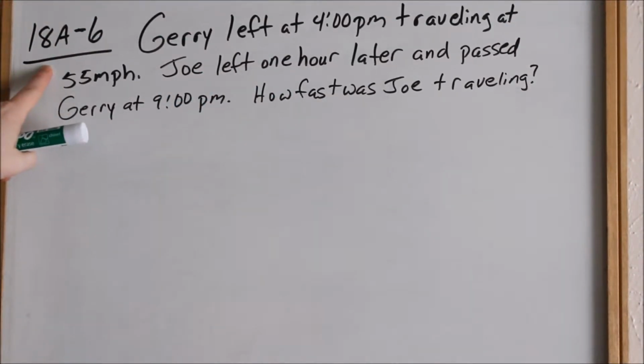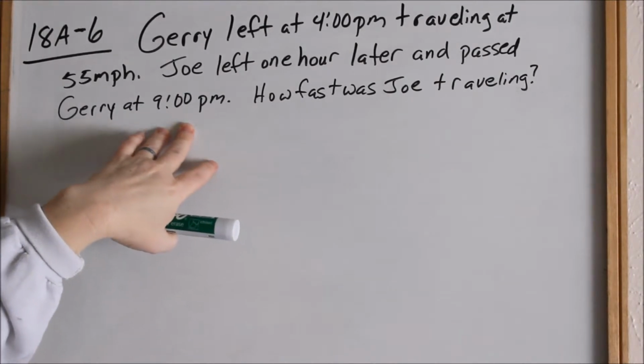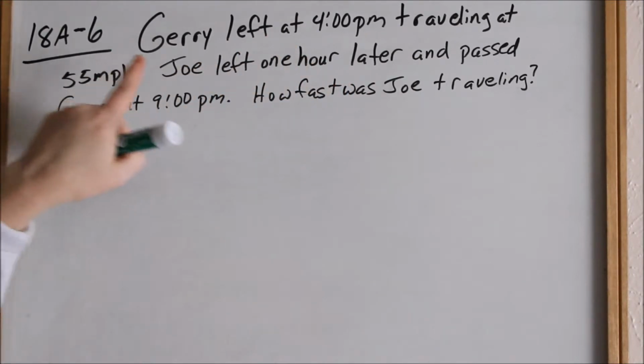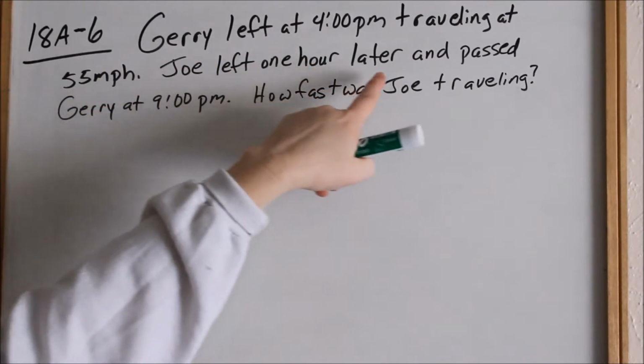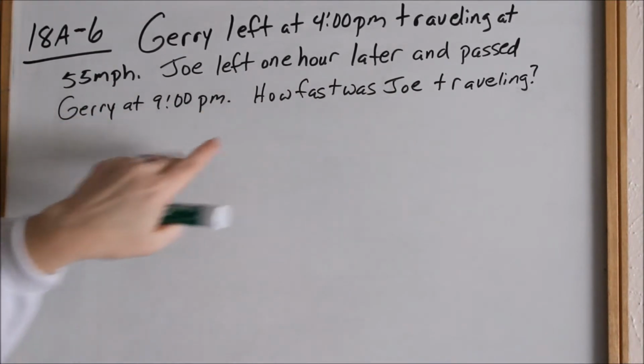Okay, we're looking at 18A6, and we're looking at a problem with Jerry and Joe. Jerry left at a certain time, traveling at a certain speed. Then Joe left 1 hour later, and he passed Jerry at a certain time. How fast was Joe traveling?